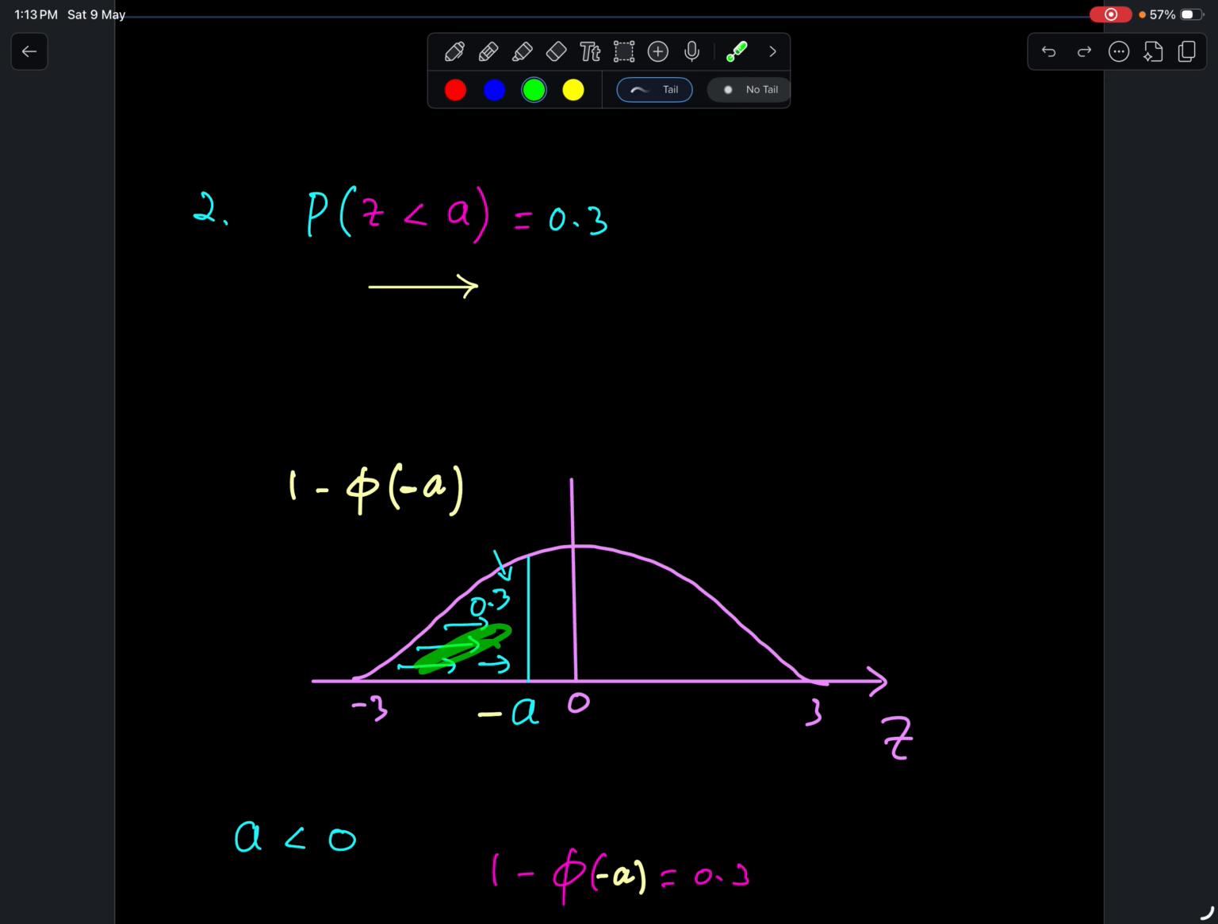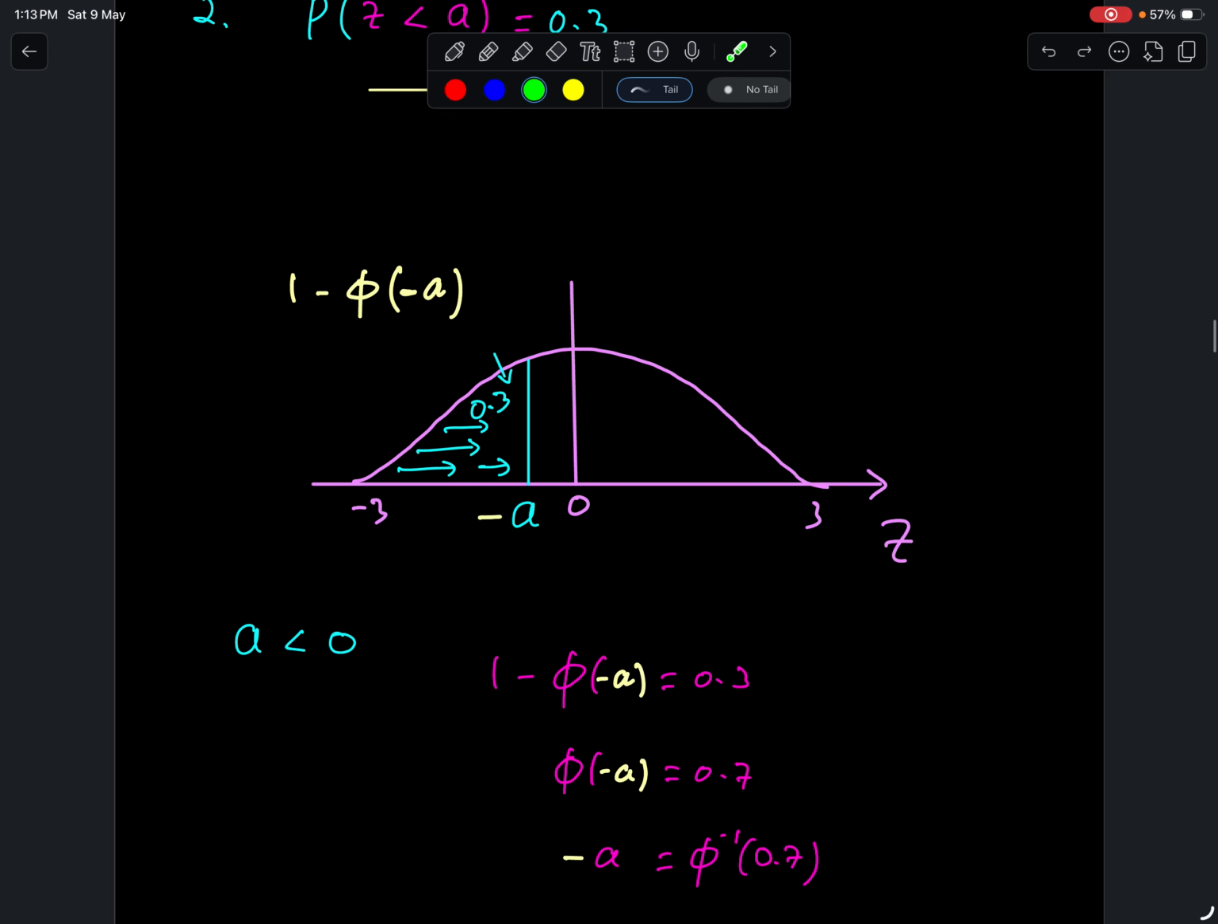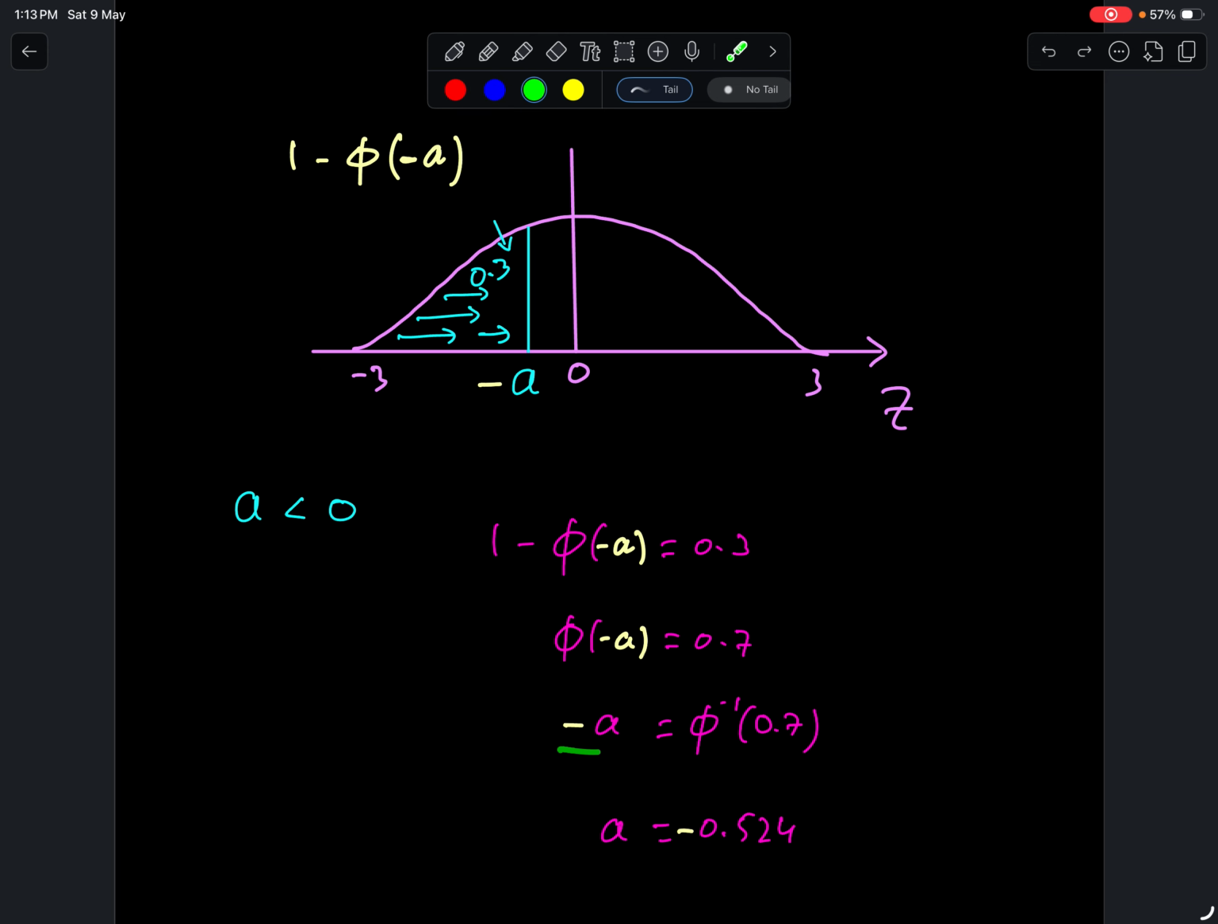Since this area is small, it must be 1 minus phi minus A. So 1 minus phi minus A is equal to 0.3, this area. So phi minus A is 0.7. So minus A is phi inverse 0.7. This is from the table 0.524, and shift the minus here. Minus 0.524. Okay.